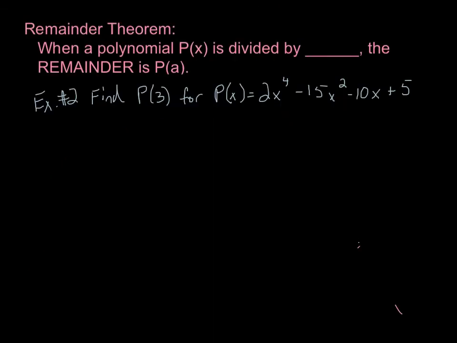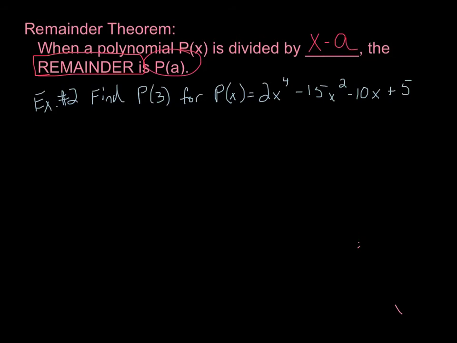Okay, so this leads us right into the remainder theorem. When any polynomial, p of x, is divided by some linear factor, x minus a, the remainder, what you're left with, is always whatever p of a is. In other words, it's always what you get when you plug in a.